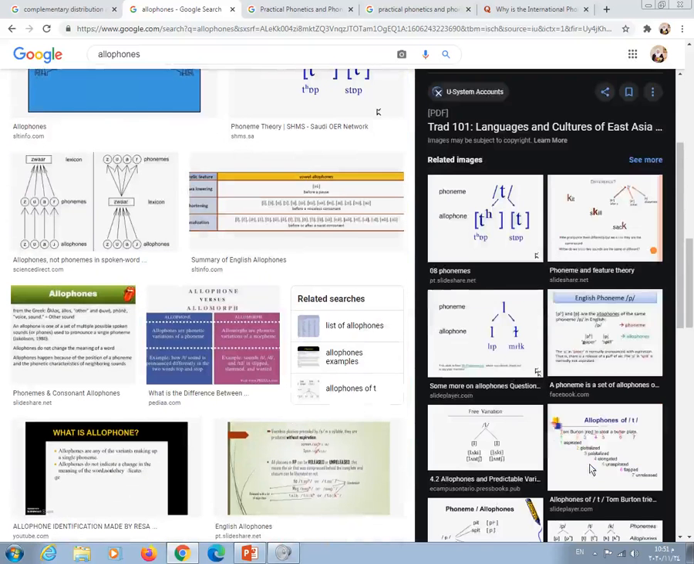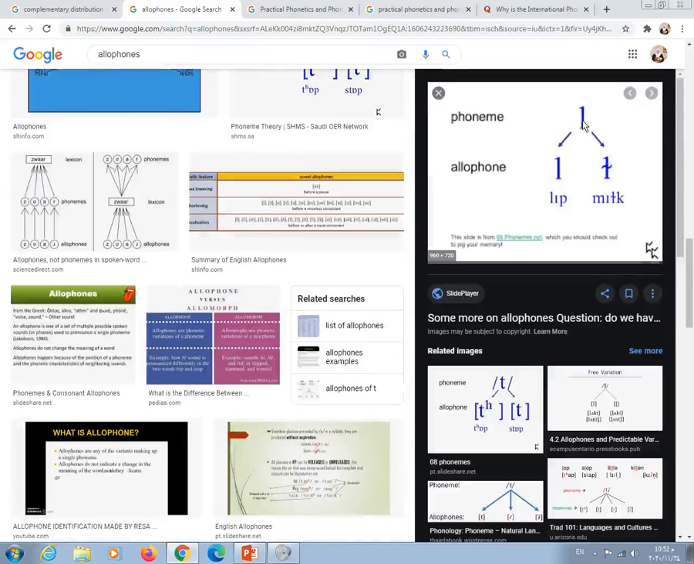Look at this, l. L is a phoneme. It's something in our brain, and it appears in our speech in the form of allophones. For example, at the beginning we have clear l, as in "lip", and after a vowel we have dark or velarized l. So say "milk", "milk". These are two allophones of the phoneme l.